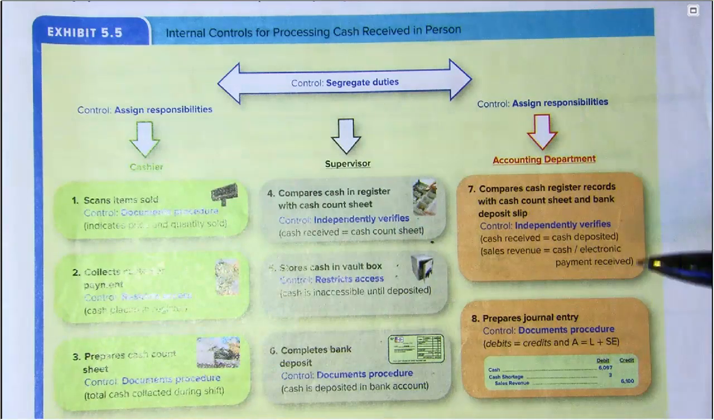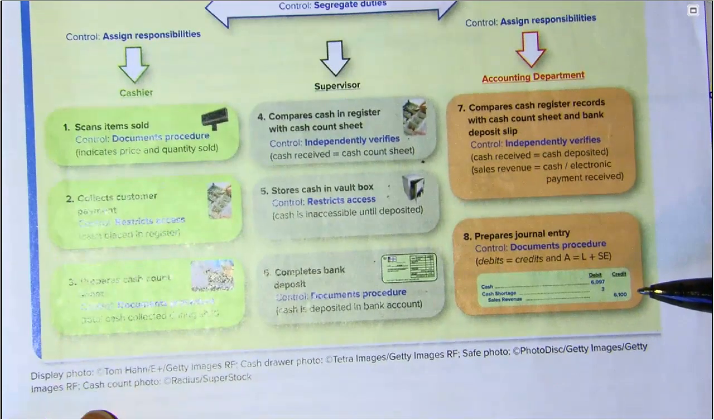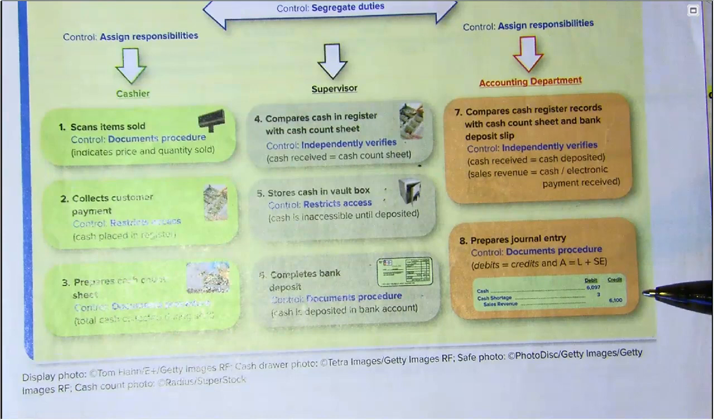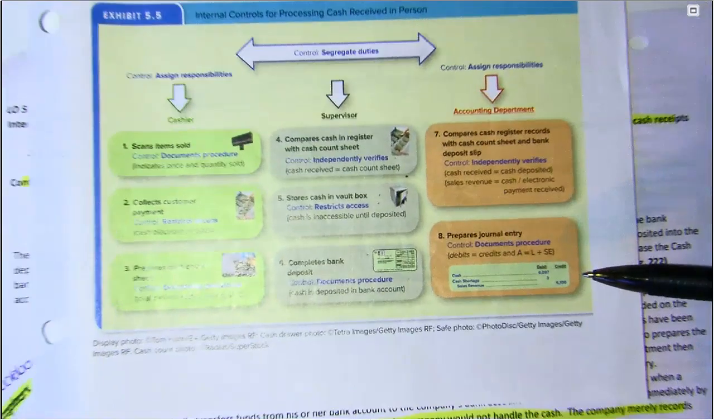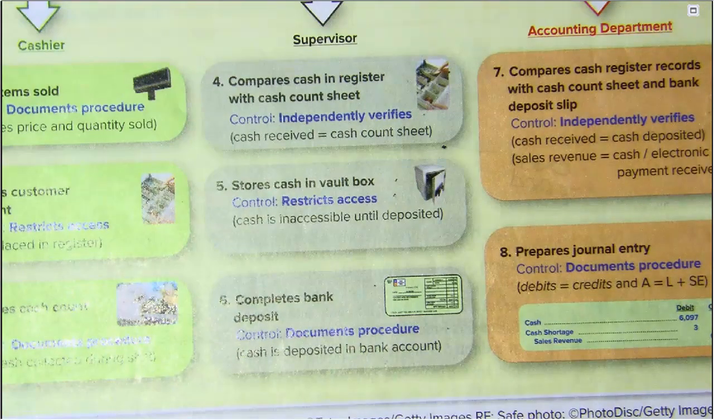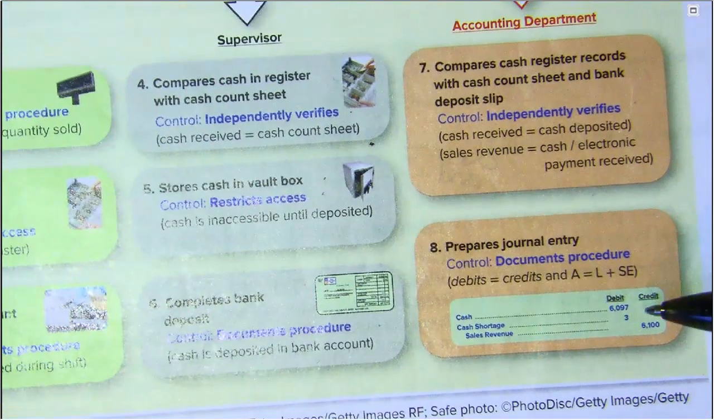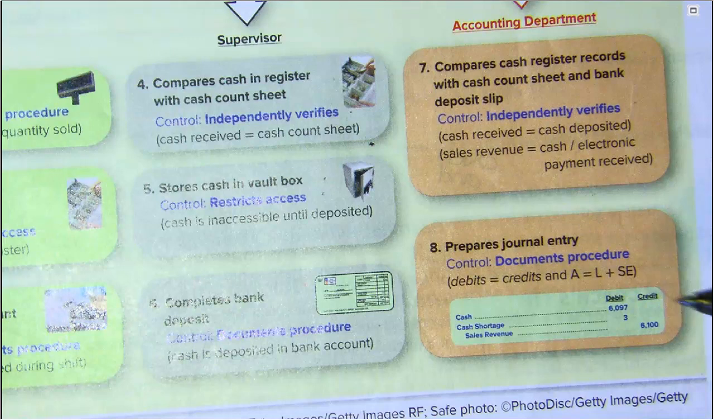Okay, so once step 7 is verified, then here the accountant prepares the journal entry. I'm going to zoom in a little bit for that. The accountant then debits cash for the amount of money that was actually on the deposit slip. They credit sales revenue for the amount of sales from the cash register records, and then any difference would be recorded as either cash over or cash short.